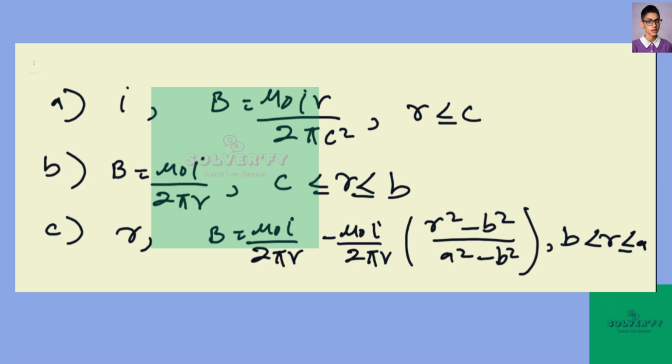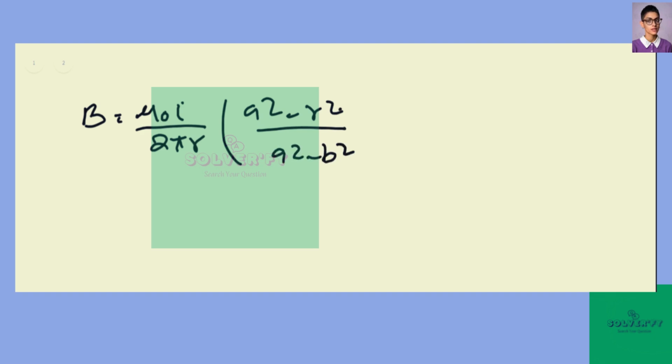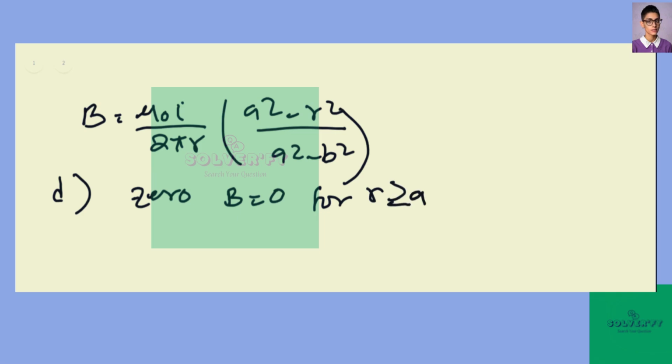If desired, this expression can be simplified, and we can write B equal to mu naught I divided by 2 pi r times a squared minus r squared divided by a squared minus b squared. For part D of the problem, outside the coaxial cable, the net current enclosed is 0. So B is equal to 0 for r greater than or equal to a.